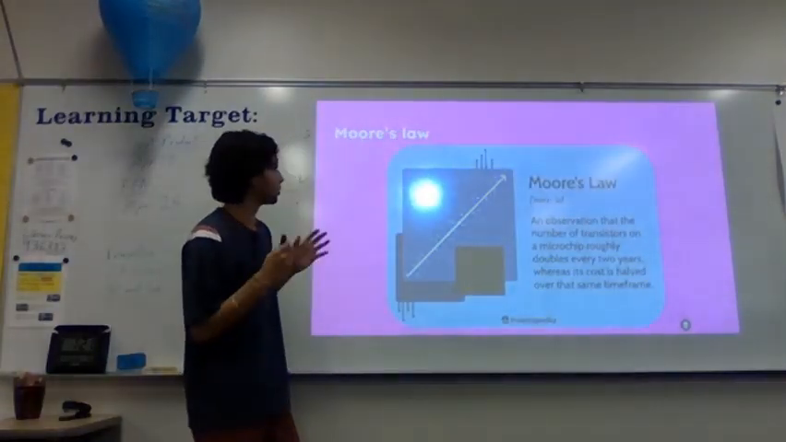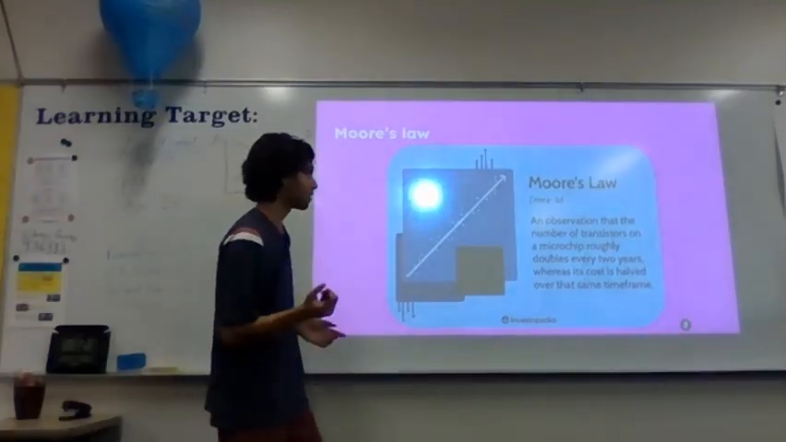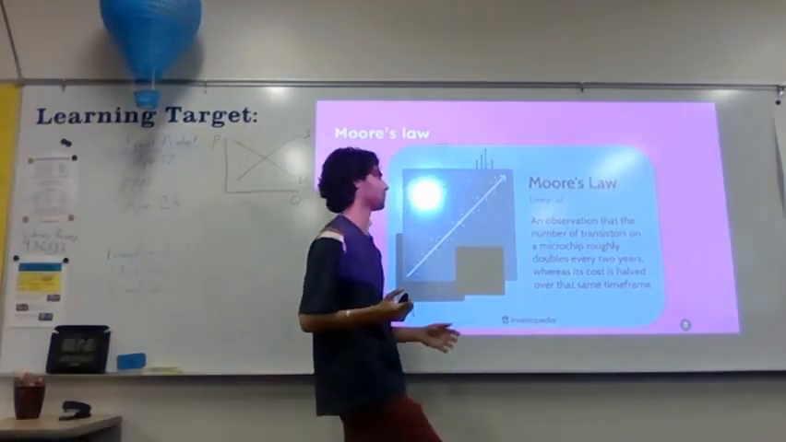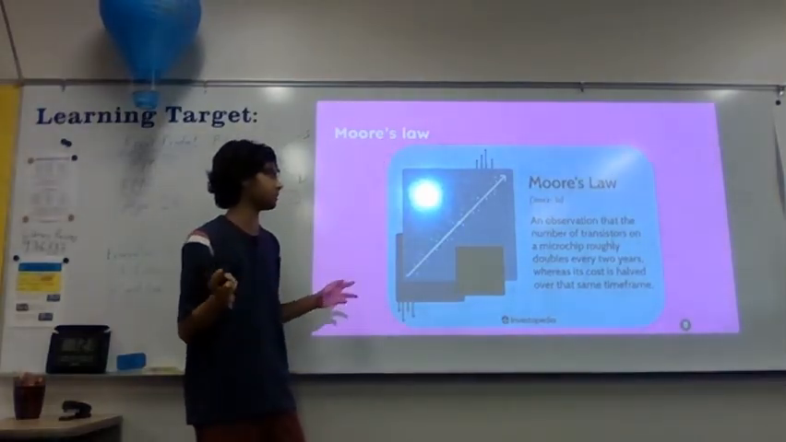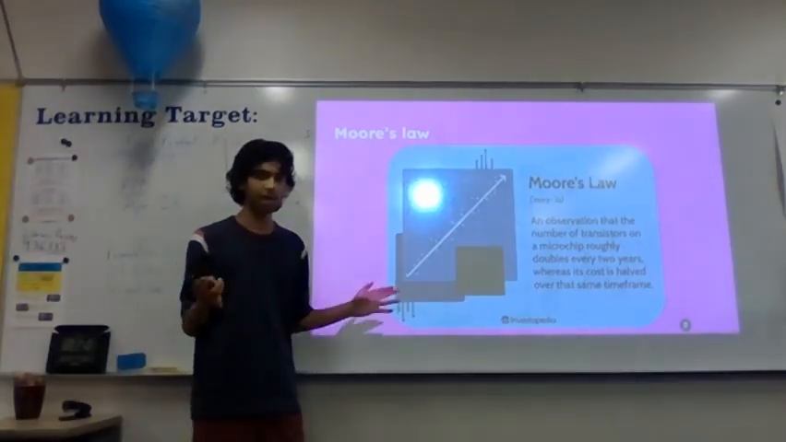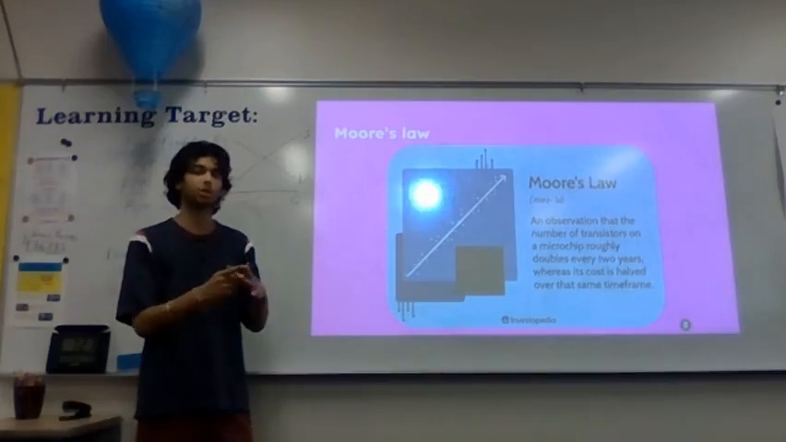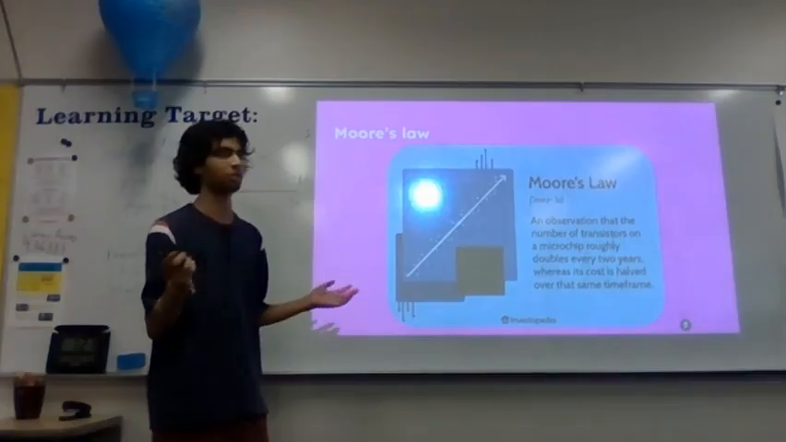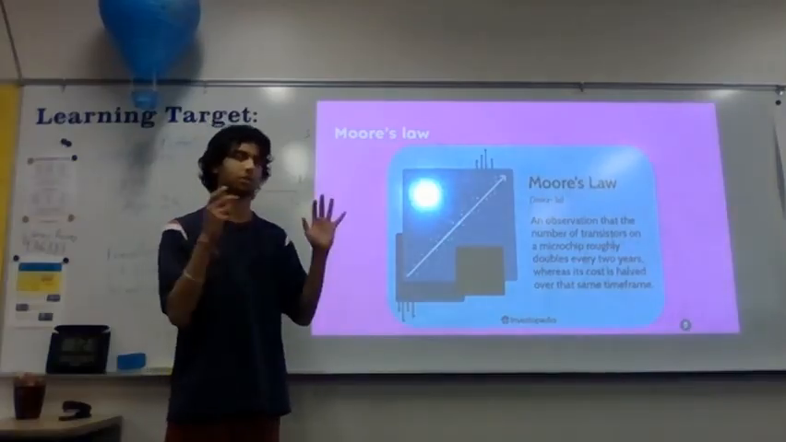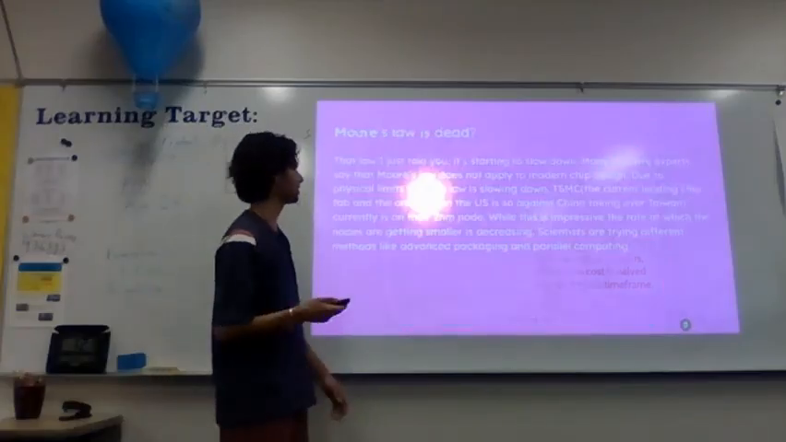Okay? Moore's law. Now we're getting into what my topic will be about. Moore's law is an observation that the number of transistors on a microchip will roughly double every 2 years. Basically, it means as the chip gets smaller, we're going to have more transistors on the chip. And the more transistors, the faster and more complex the information the chip can run.